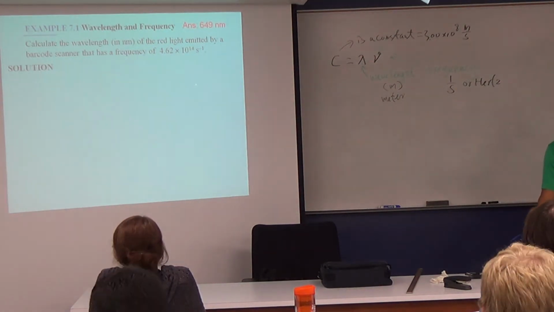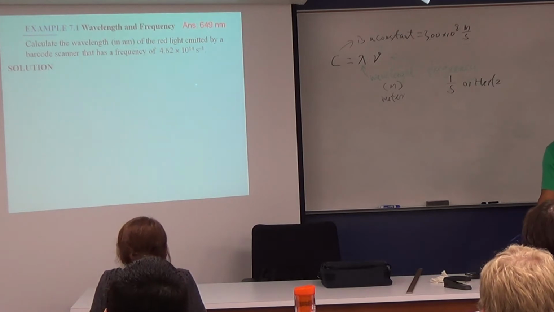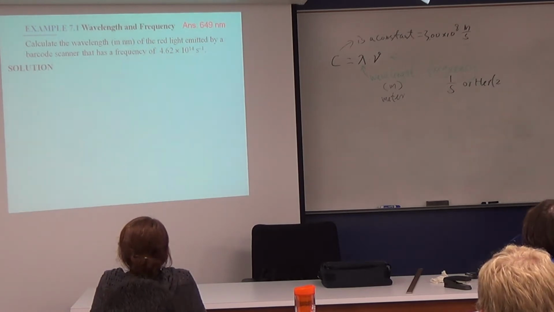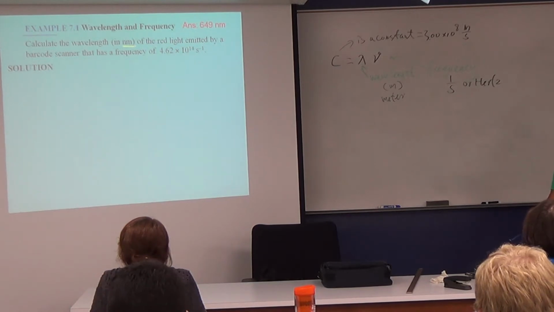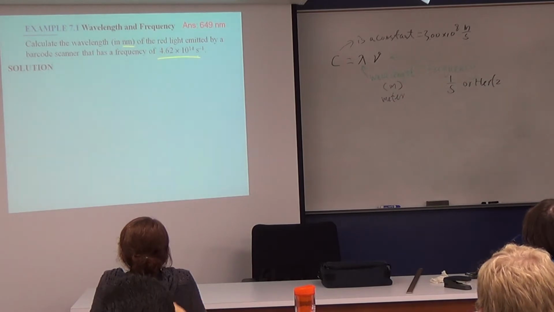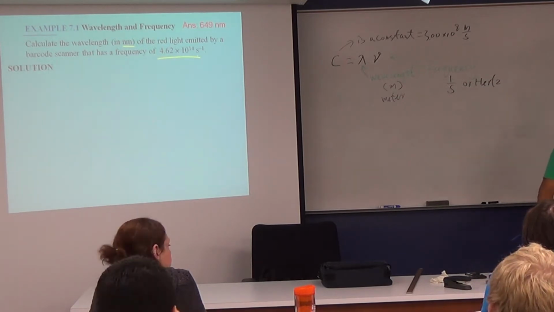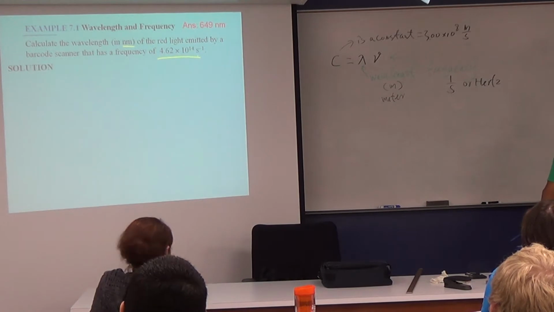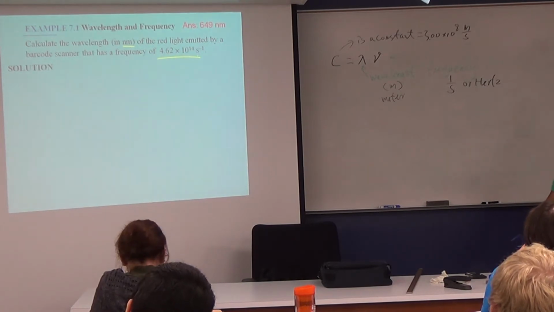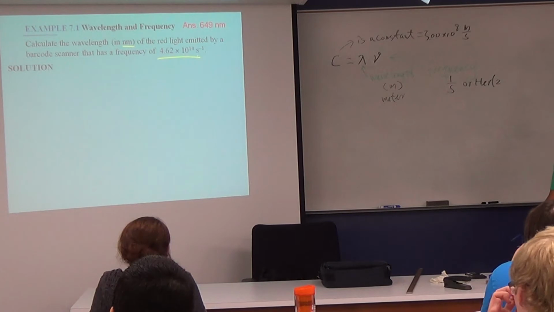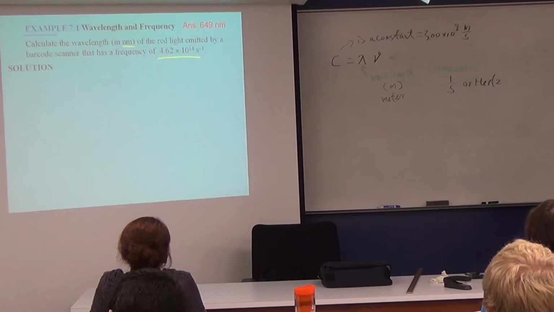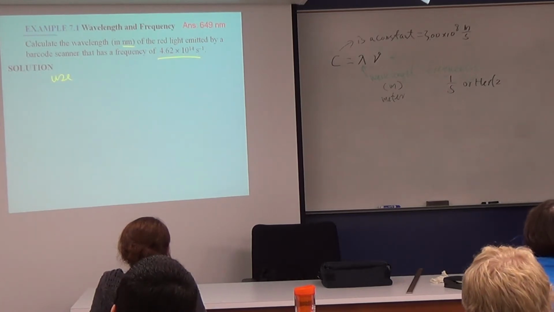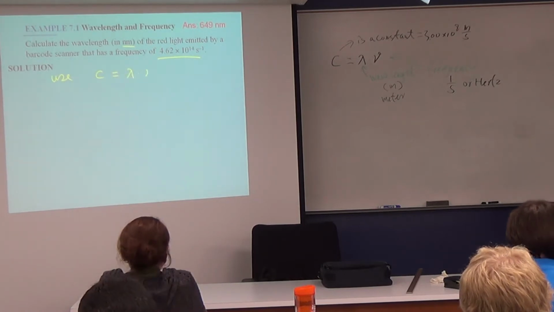Right? So here's one example. And you want to calculate the wavelength. So you want to calculate the wavelength in nanometers of a red light emitted by a barcode scanner that has a frequency of this. So very easy calculation. You are given the frequency, you want to find the wavelength. Use this equation I just wrote on the board. So you use c equals lambda times nu.